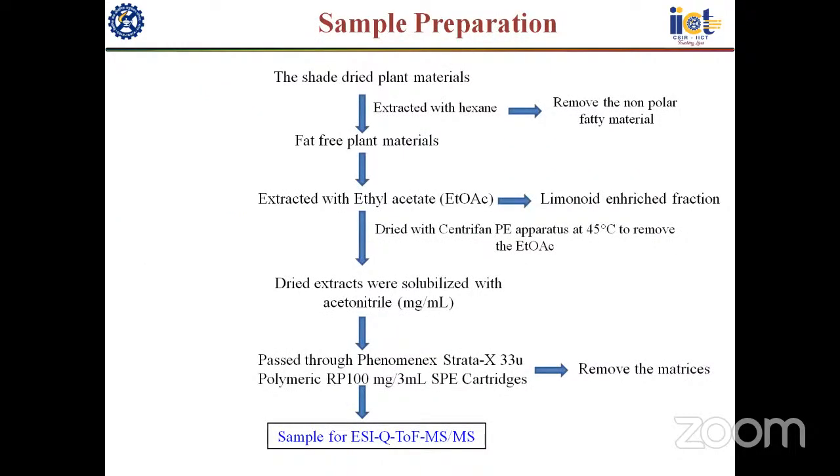Coming to sample preparation, we collected the plant and extracted it with hexane to remove all fatty material, so that the material is free of fats, and then extracted with ethyl acetate. Since limonoids are polar compounds, the ethyl acetate fraction will be the enriched fraction of limonoids. It was centrifuged and evaporated at 45 degrees centigrade, and the dried extracts were solubilized in acetonitrile at a known concentration, then passed through a Phenomenex column, and the sample was injected into the ESI QTOF MS to get the total ion chromatogram.